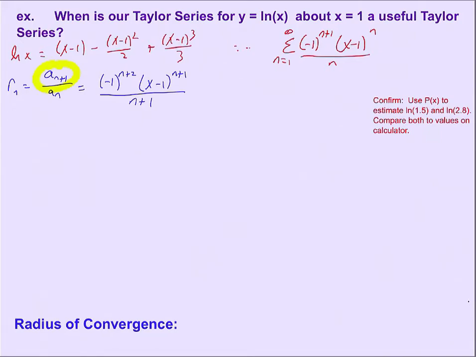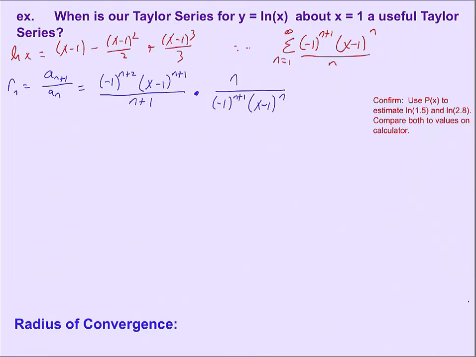So far I've done that part. Now I need to divide that by a sub n. Because every term is going to be this fraction, it's a lot simpler to write, instead of dividing by a sub n, to multiply by the reciprocal of a sub n, which just means take the reciprocal of that: n over negative 1 to the n plus 1 times x minus 1 to the nth. And so this is my ratio.